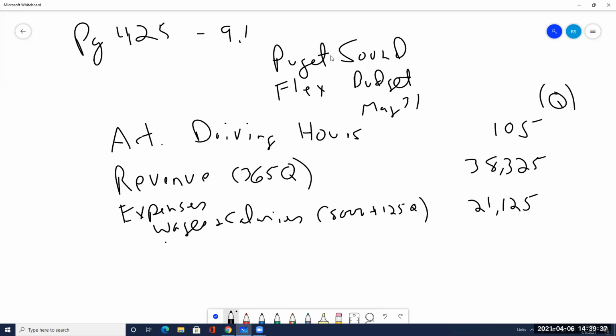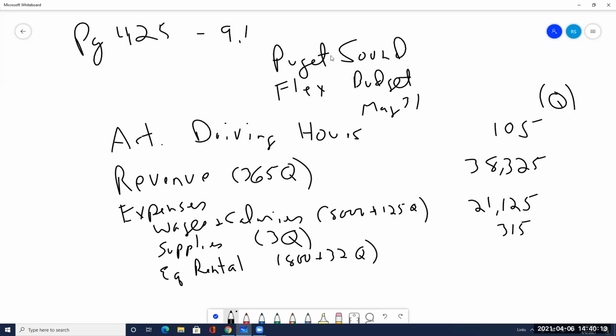Next were supplies. That's 3 times Q. So it's 3 times 105, so it's 315. We're going to do equipment rental, which is going to be 1,800 plus 32Q. And that'll be 5,160.